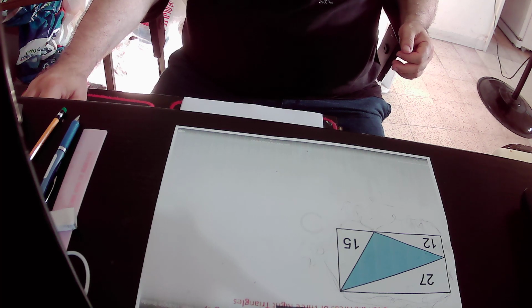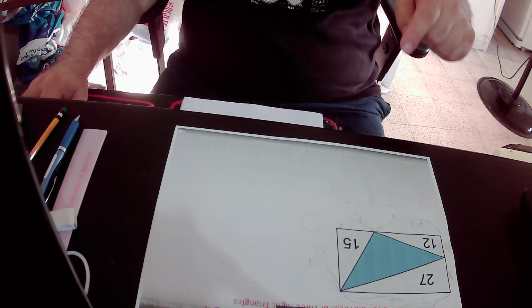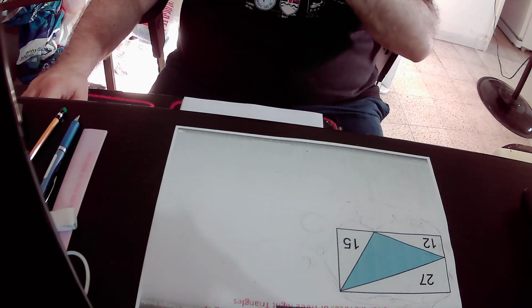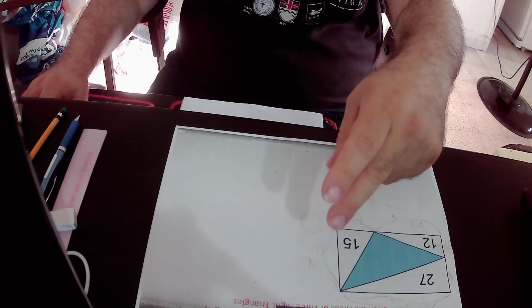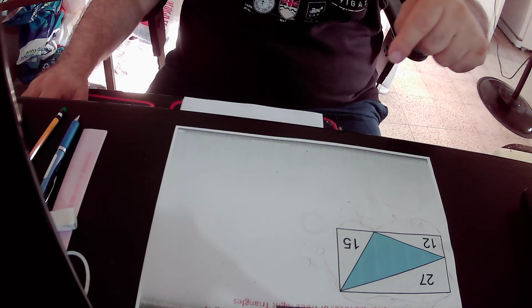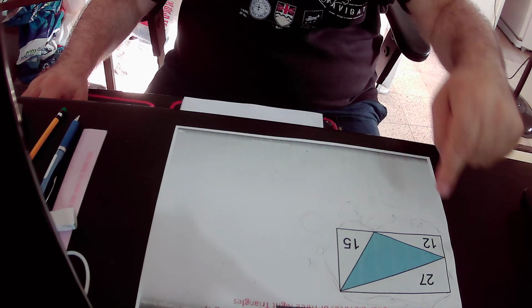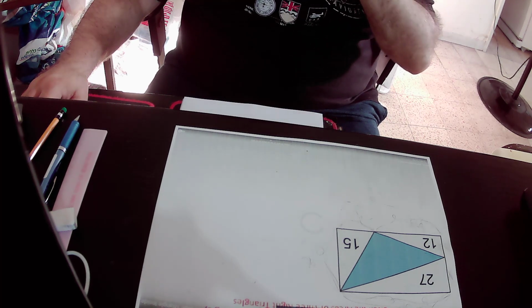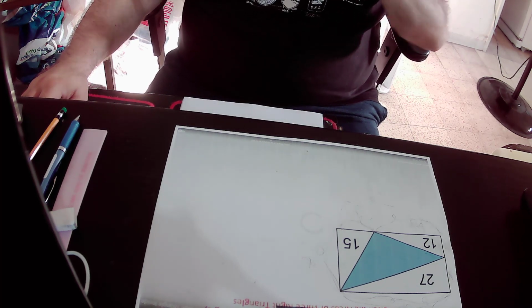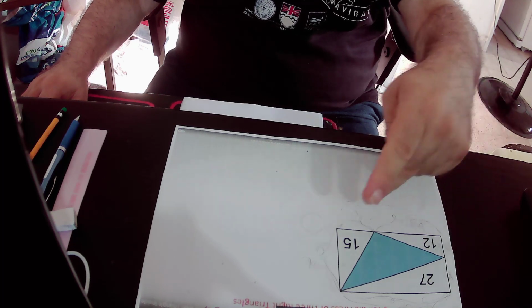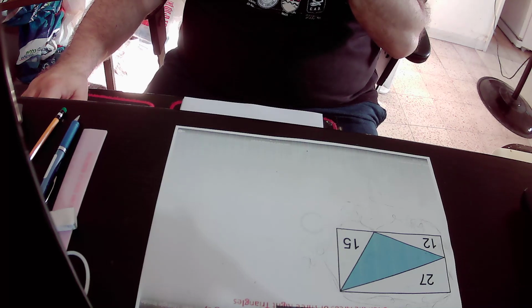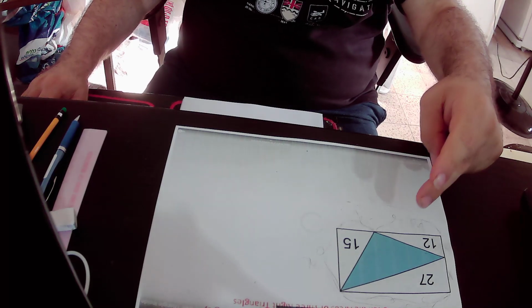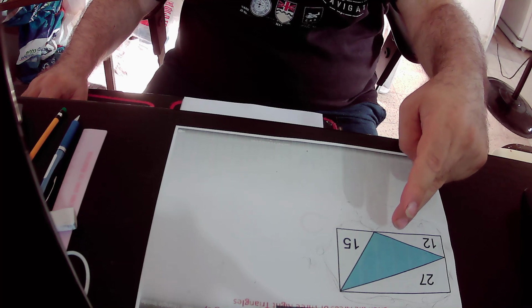Hello, in this lecture we will find the area of this blue triangle. As you can see in the drawing, we have a rectangle that contains three right triangles, and the areas of those three right triangles are given to us, and the rectangle also contains the blue triangle.